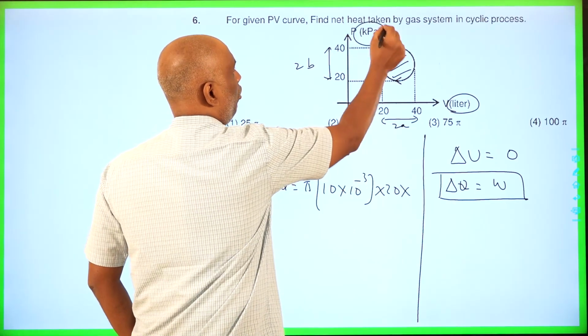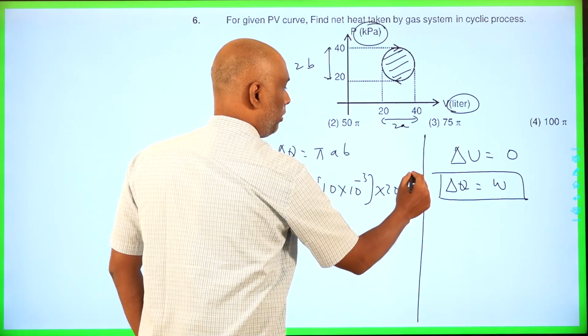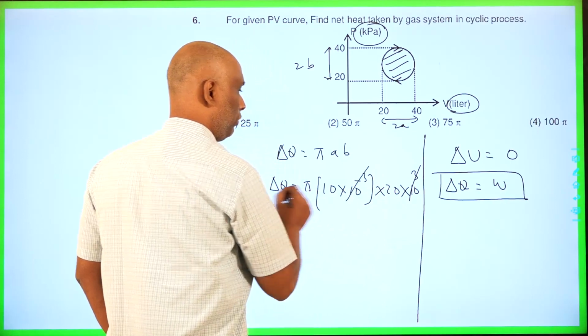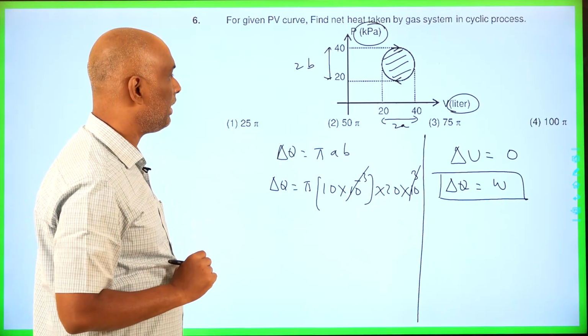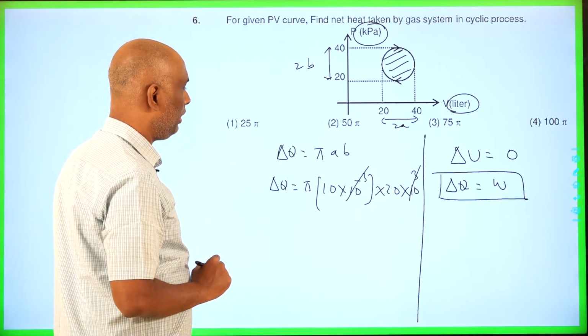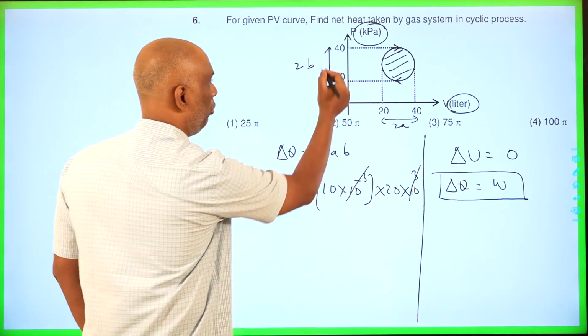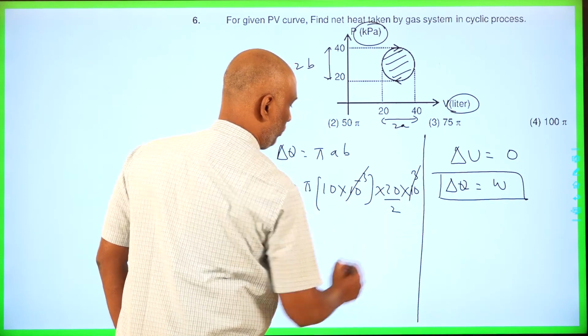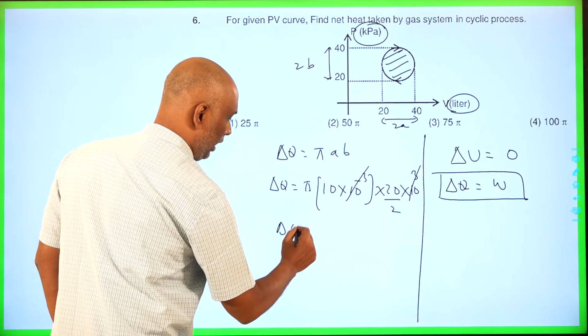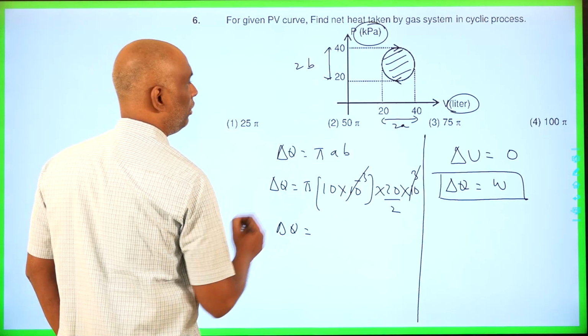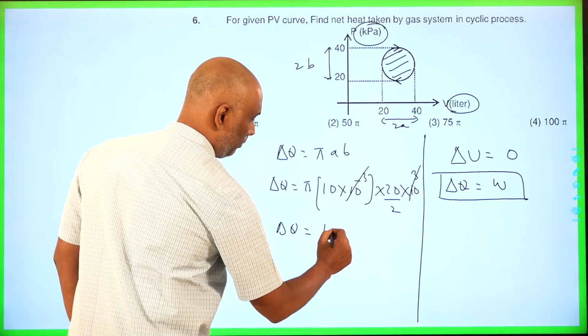And here this is kilopascal, 10 to the power of 3. 10 to the power of 3 and 10 to the power of minus 3 both get cancelled. So, altogether, with a as 20 divided by 2 and b divided by 2, when I calculate this value of delta Q, we are going to get this value equal to 100 pi.